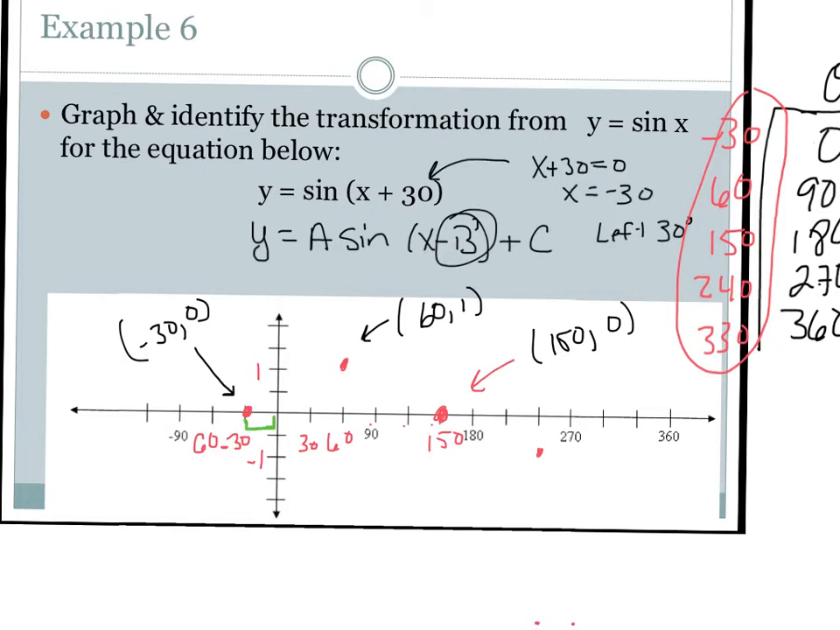I move back this many. If I know all my points, I know 90 was here, so I need to move back just 1 tick mark. I was at the 180, so I'm moving back 1 tick mark. I can use methods like that to help me graph all different types of transformations. I'm going to draw my smooth curve through everything, and there is sine of x plus 30. So it moved left 30 degrees.